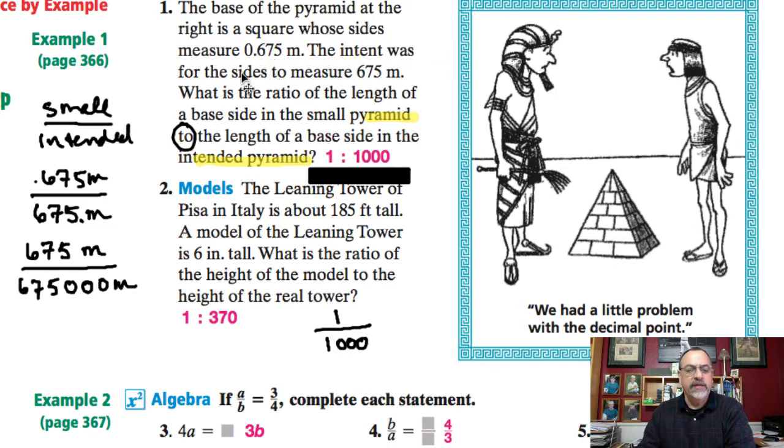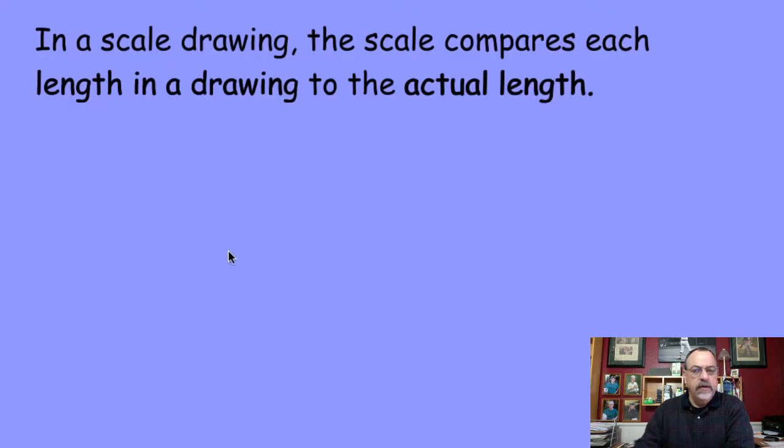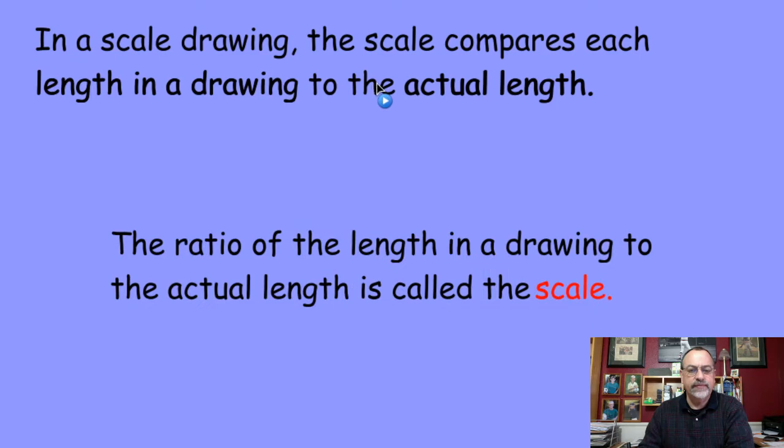Okay, so that's one type of word problem or application problem you'll have, is where you're asked to write a ratio of one item to another. Let's take a look at how we can use proportions and apply those to a real-life example. Now, in order to apply a proportion, we need to talk a little bit about one other thing, and that's called a scale drawing. The scale in a scale drawing compares each length in the drawing to the actual length.